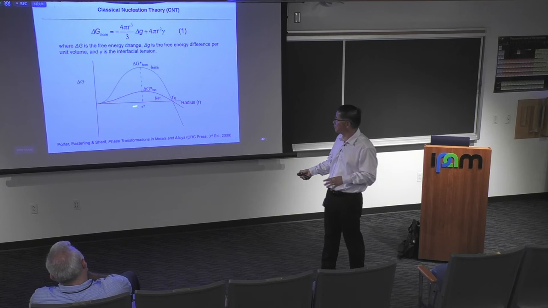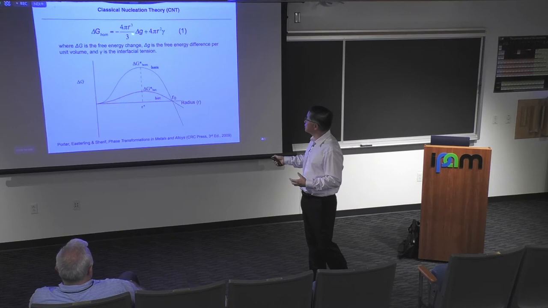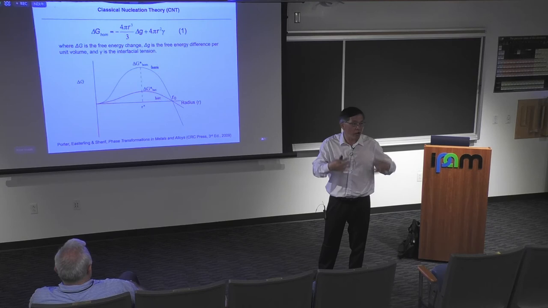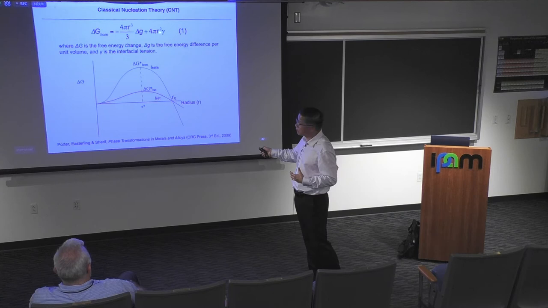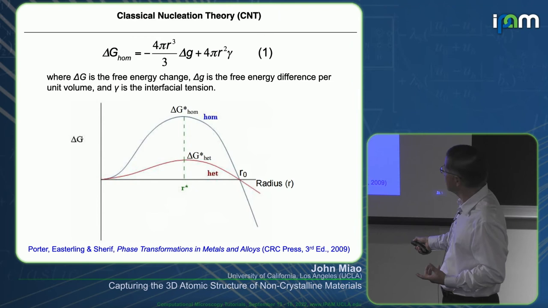When you form ice from water, you have two phases: one is water, the other is ice. So there's a volume energy, because ice should have lower energy than liquid water. Then there's a surface energy. The surface energy is always positive, the volume energy negative. If you take a derivative, you find a radius, called R star, the critical radius.